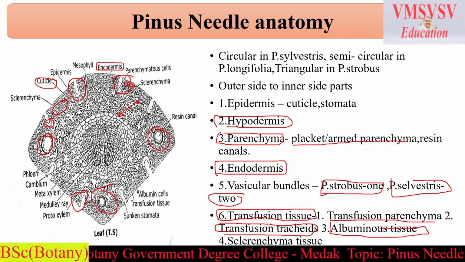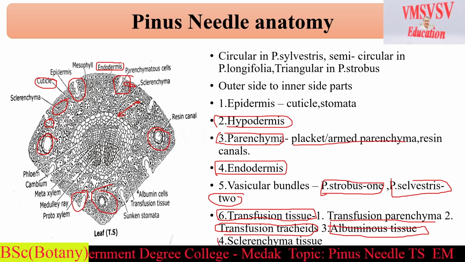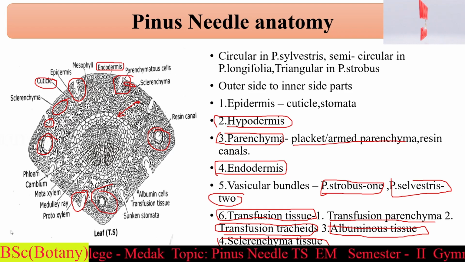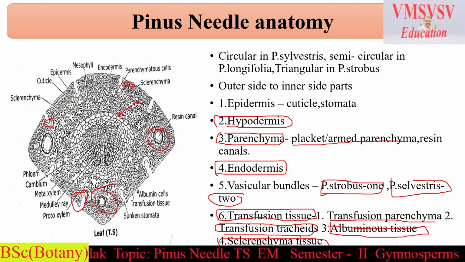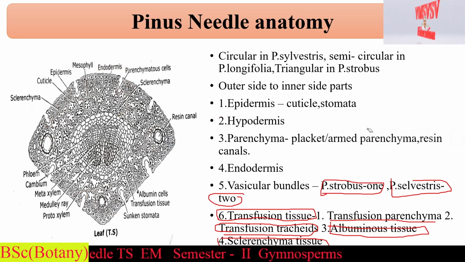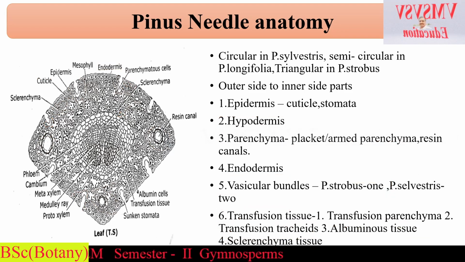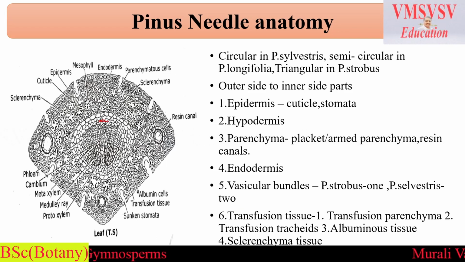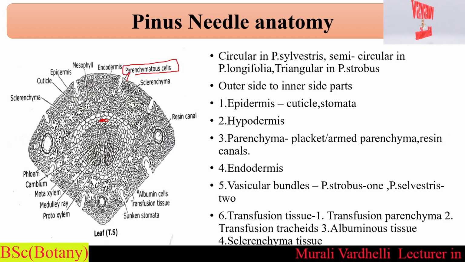Third one is the albuminous tissue. Fourth one is the sclerenchymatous tissue. Okay. Next, you can see this one is the parenchymatous tissue. You can see this part is parenchymatous tissue.